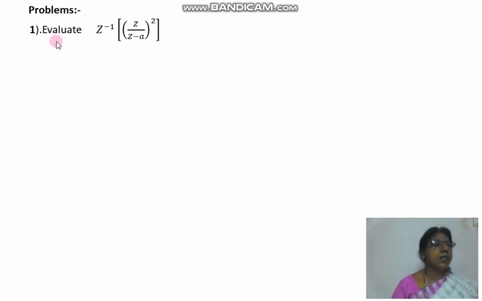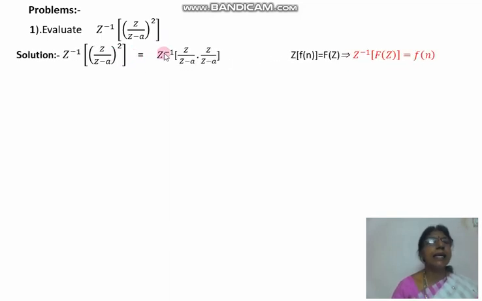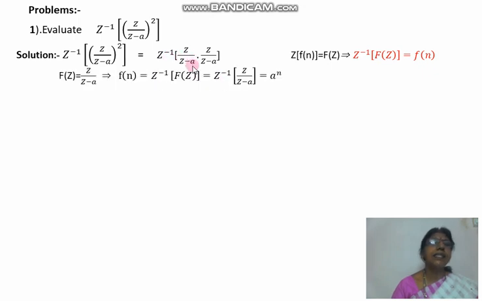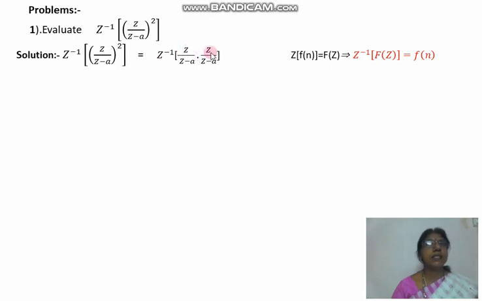Now we see problems on inverse Z transforms. See the first problem: evaluate Z inverse of z by (z minus a) whole square. Here it can be written as Z inverse of z by (z minus a) into z by (z minus a). Two functions' product here. Z inverse of f of z into g of z. To evaluate this type of multiple terms in inverse Z transform, we use the convolution theorem.